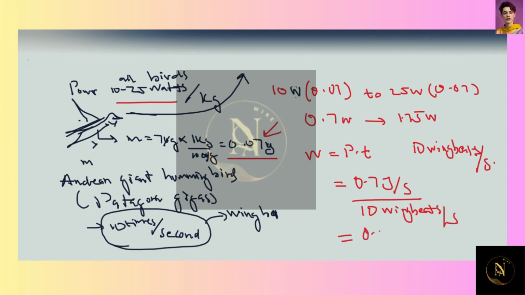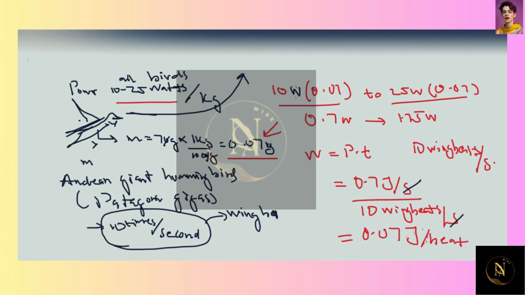0.07, or rather, we have to rectify that, not joules per second, but joules per beat. The seconds cancel out. So this second right here, and that second, they cancel out. So we're left with 0.07 joules per beat. So that's for this range.